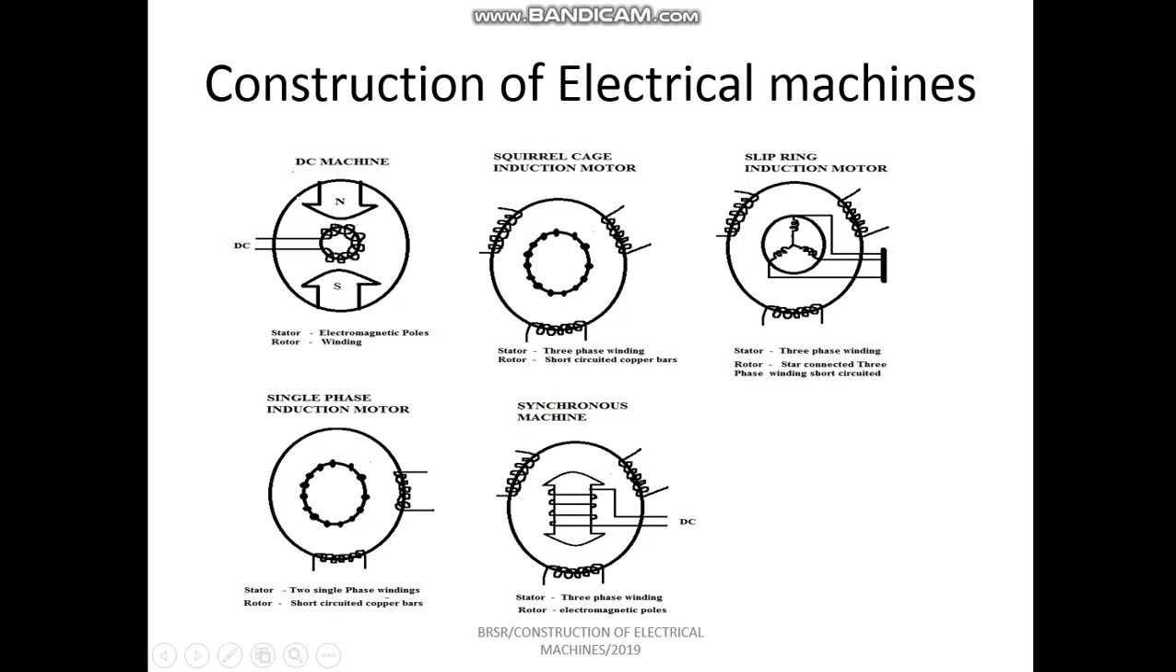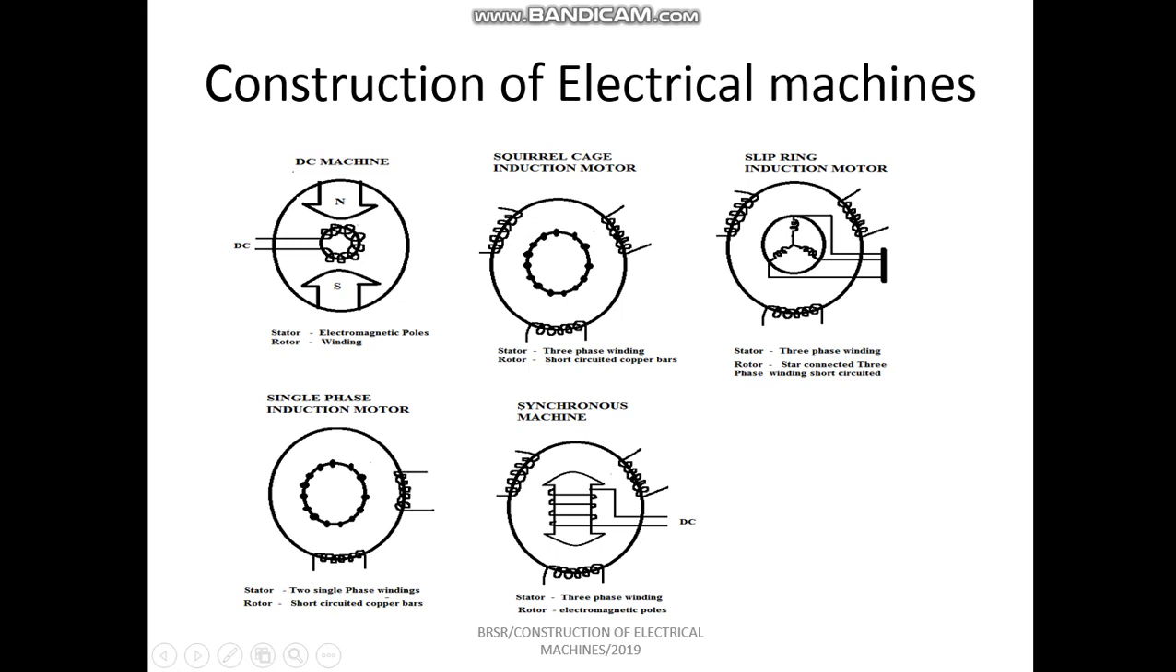So a DC machine or an AC machine, it has a stator and the rotor. The construction is different based on the places where the windings or the conductors are kept. Then comes the synchronous machine. The synchronous machine is also an AC machine. The difference between synchronous and induction motor is that both are three-phase machines, but this is a constant speed machine, whereas induction machine is a variable speed machine.